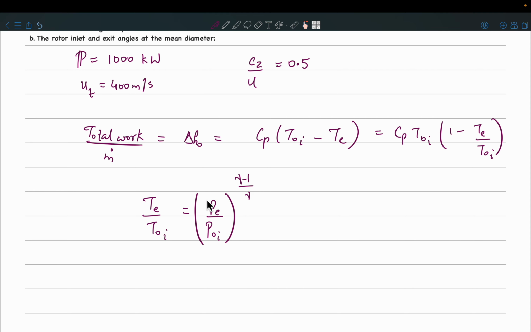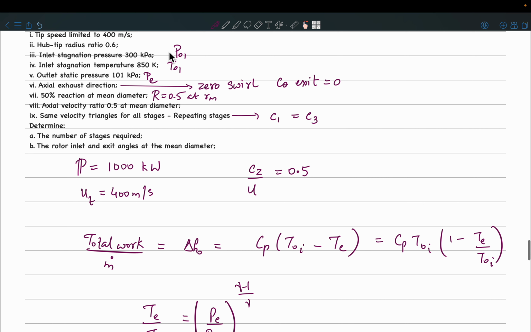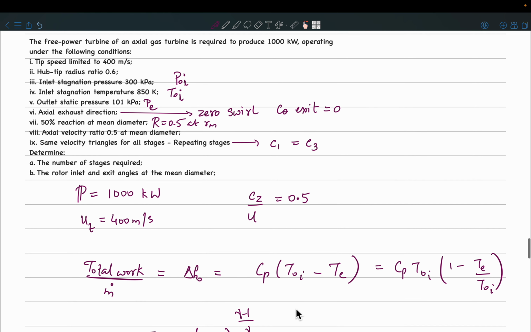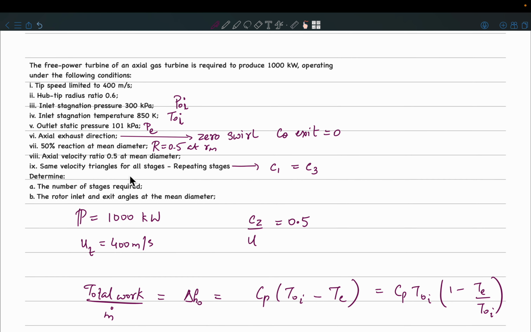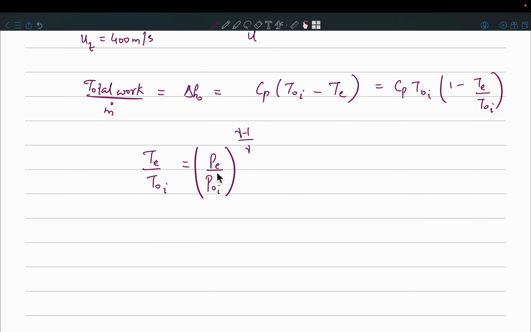So now if you see the question, they have given you Pe, they have given you P naught inlet. Okay, I think I should write this consistently. This is P naught inlet, T naught inlet. Okay, and gamma value is also given to you. Okay, here it is not given, so I'll let you assume that gamma is 1.33. Alright, so if you just plug in all these values, you can find delta H naught. So the value of delta H naught turns out to be 238.7 kilojoule per kg.